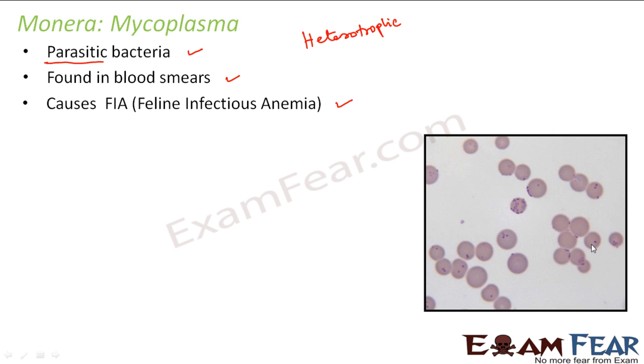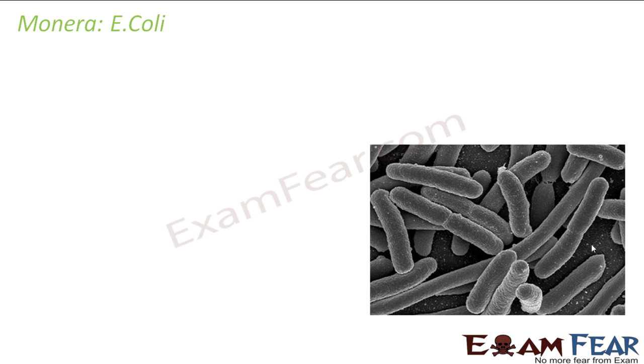Most of the bacteria fall under the kingdom Monera. So I am just talking about one or two important bacteria. Next, let us talk about E. coli. E. coli is another popular bacteria. As I said, it is mostly popular to cause infection in the intestines. So these are rod-shaped bacteria, as you can see here in the picture.